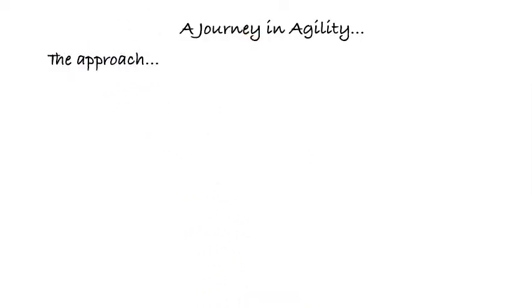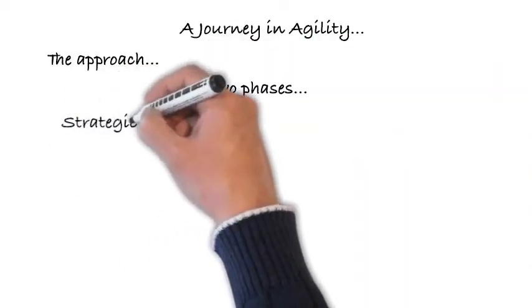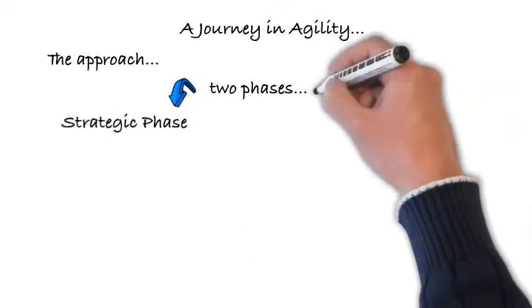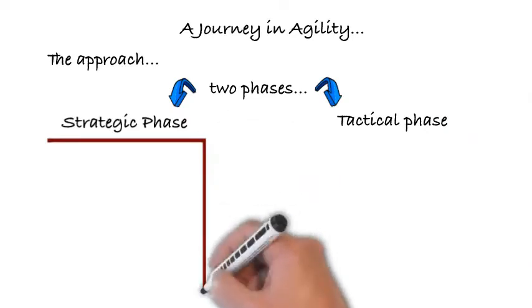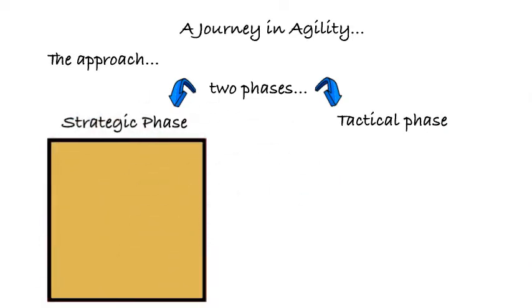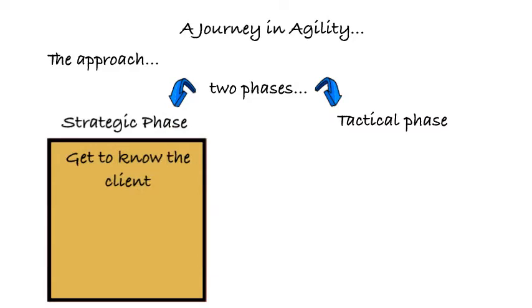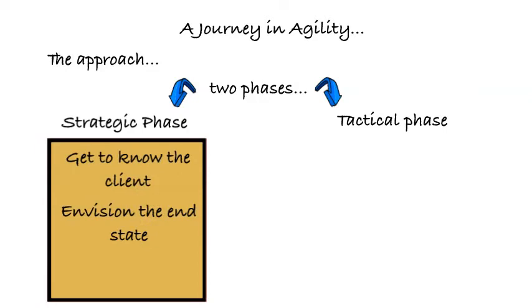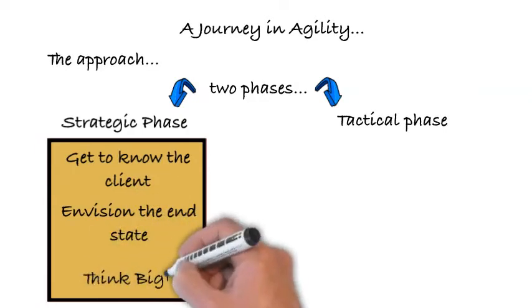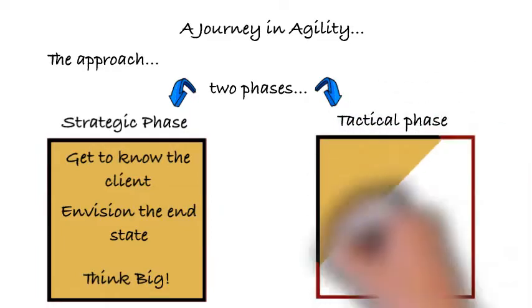A successful approach to an Agile journey is broken up into two major phases. The first one is a strategic phase. The second one, a tactical phase. The first and most critical step in the strategic phase is to get to know the client. Once you know the client and their needs, you can envision the end state. When you envision that end state, be sure to think big so that you don't limit the possibilities.